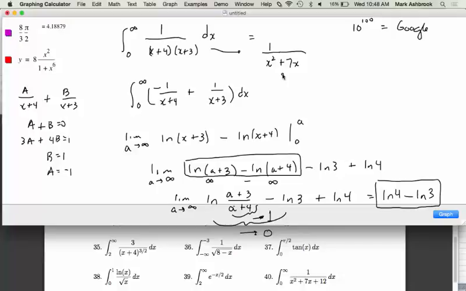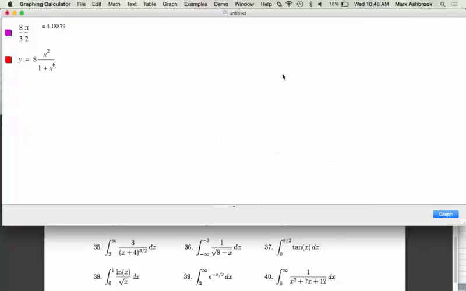All right. So there's two types of improper integrals. This was type one.